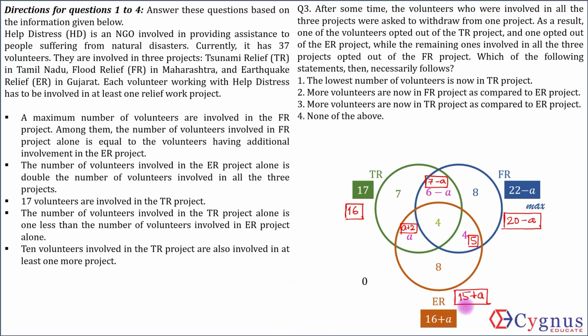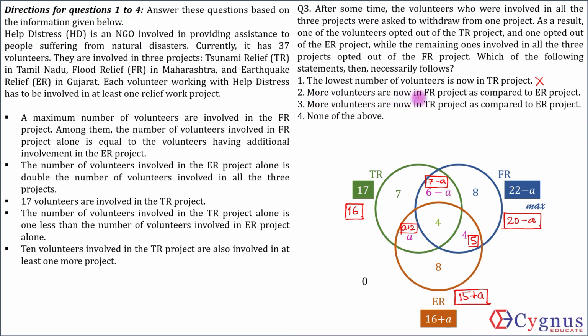What about 15 plus A? Can 15 plus A be less than 16? For A to be less than 1, A can still be 0. And 0 is an allowed value for A. So yeah, it's possible that ER can have the lowest, which means that it is not necessarily true that TR has the lowest. Therefore, this statement does not necessarily follow. Revise what I did here once before I analyze the next statement.